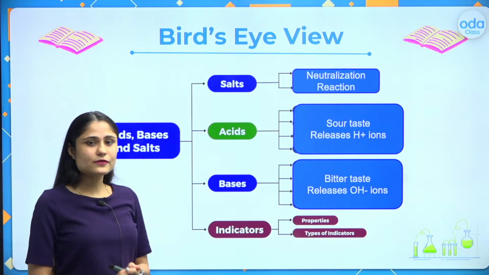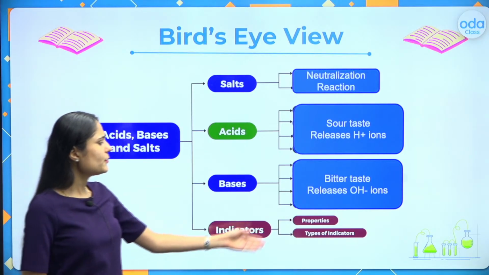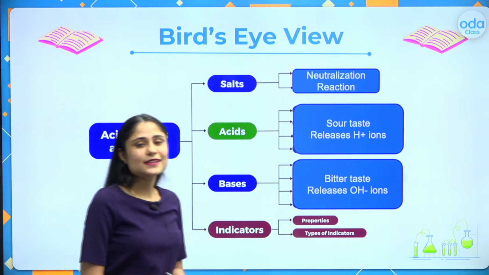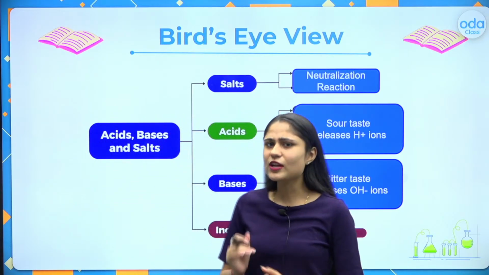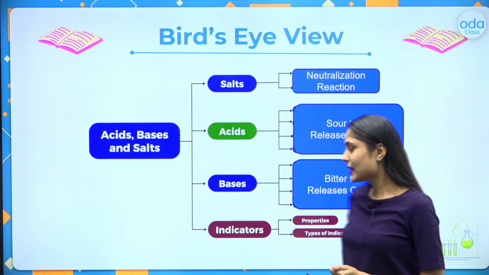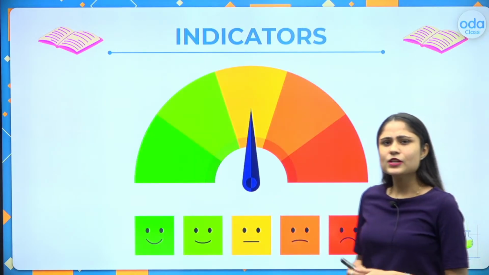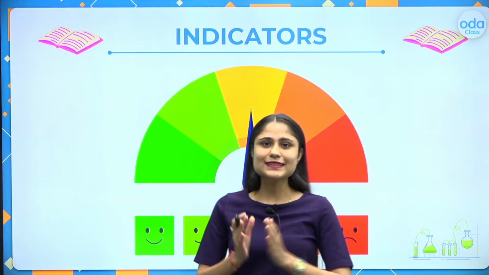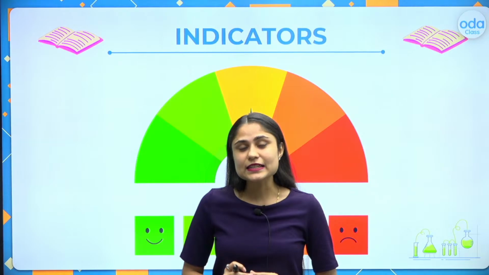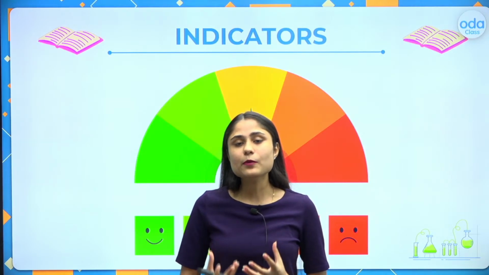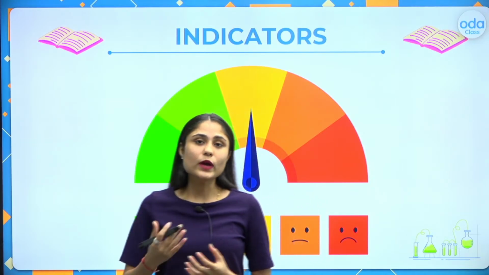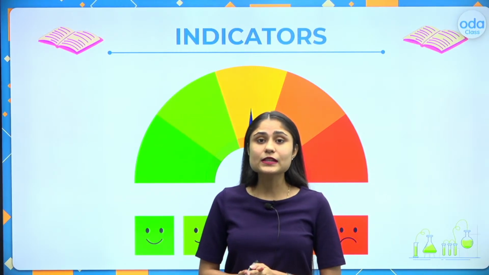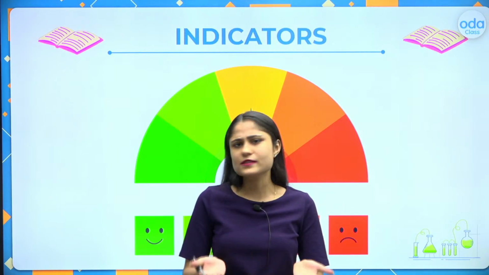And dear champions, we will be learning about indicators, the properties of indicators and the different types of indicators in today's class. Now dear champions, as the name suggests, indicators, right? It does mean that it is indicating something. What is it indicating? It is indicating the nature, the type of chemical compound, whether a substance is acidic in nature, or basic in nature, or neutral.